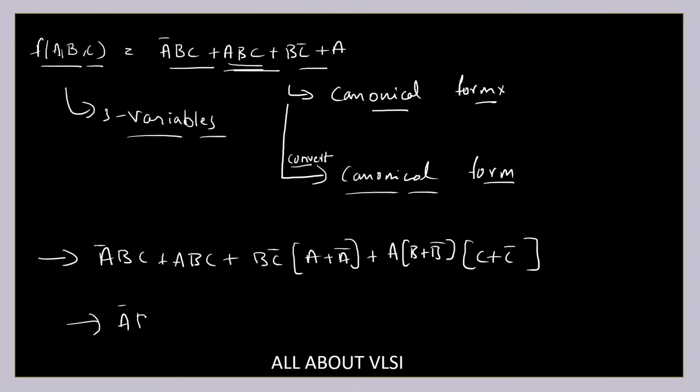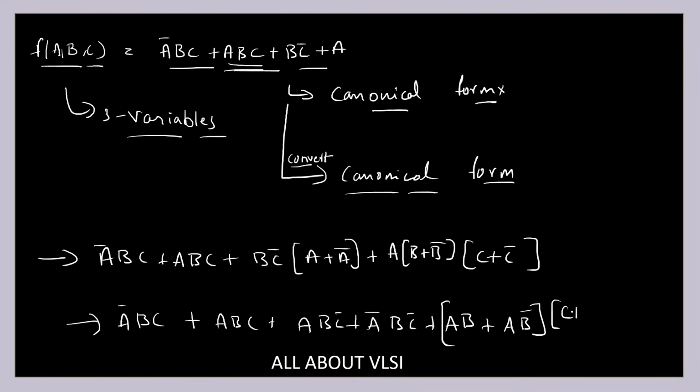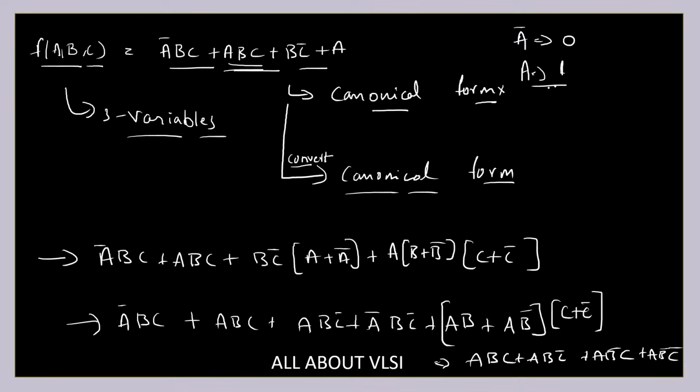Which is nothing but A complement BC plus ABC plus ABC complement plus A complement BC bar plus AB into (C plus C complement), which is nothing but ABC plus ABC bar plus AB bar C plus AB bar C bar. Okay. So from here, I can take my minterms. Now this is in SOP form of representation, where you represent the complemented variable with 0 and the non-complemented variable as 1.